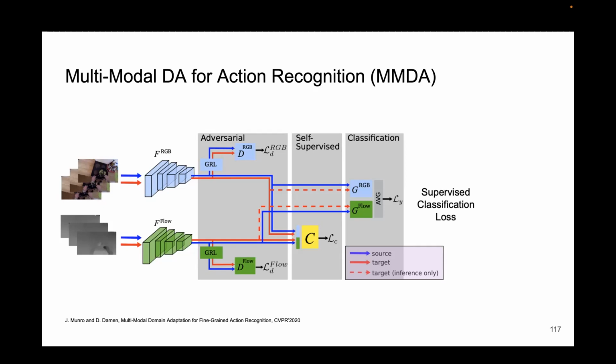We can see from their framework that they very smartly utilize the two modalities, RGB information and flow information, and they also wisely set up contrastive learning across different modalities and across different domains.